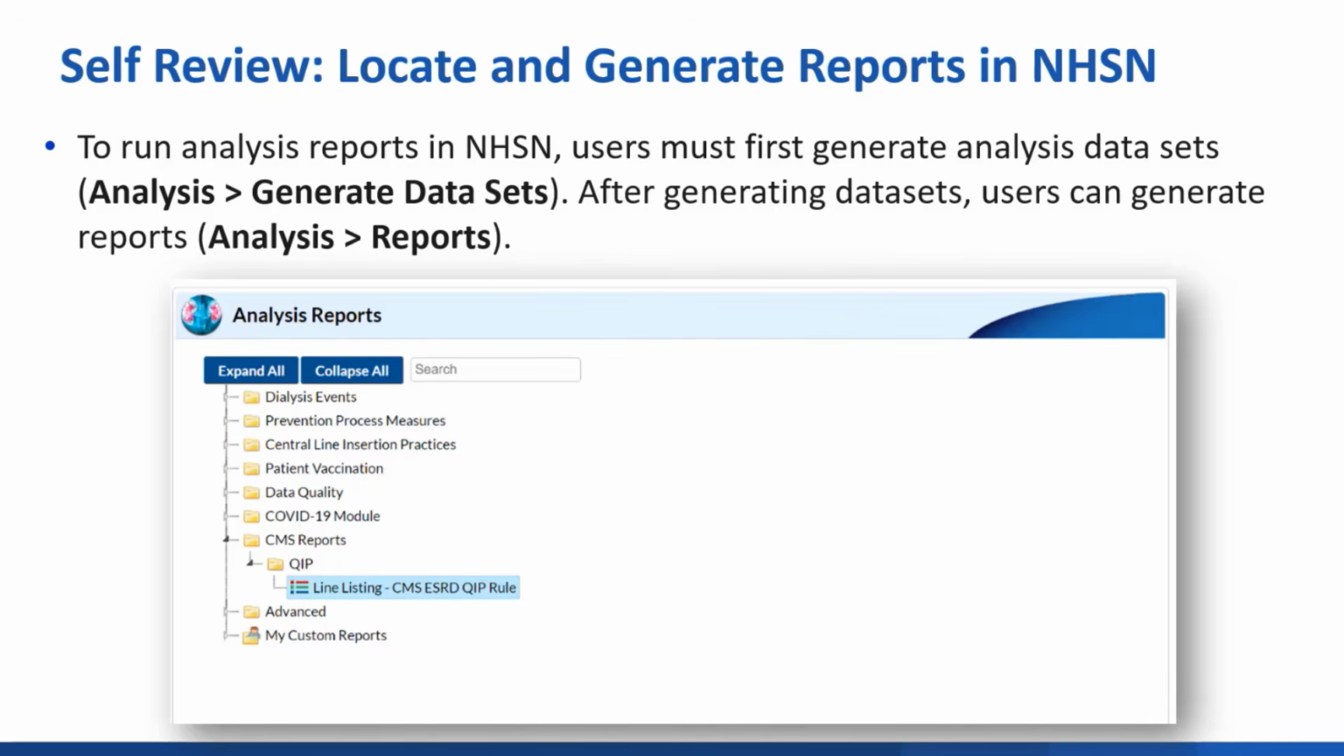So we're going to talk a little bit about how to actually go about self-reviewing, and we're going to talk about generating reports. So how to locate and generate reports in NHSN. To run analysis reports in NHSN, users must first generate analysis data sets. To do this, you can go to the Analysis tab and click Generate Data Sets. This will make sure that the reports you are running represent data accurately as they exist currently in NHSN. After generating data sets, users can generate reports by going to Analysis and then clicking Reports.